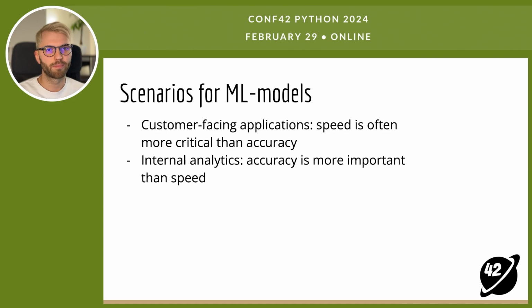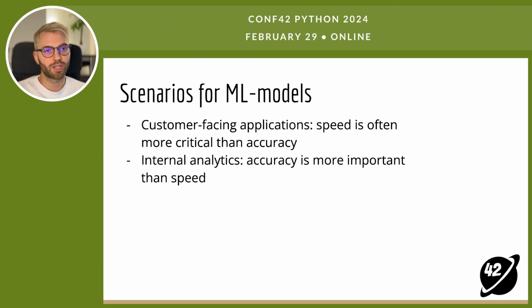Let me give you two main scenarios for using ML models. The main ones are customer facing and internal. In customer facing applications, speed is often more critical than accuracy. For example, in an e-commerce application, a recommendation engine that takes too long to recommend products can lead to customers losing interest and seeking recommendations elsewhere.